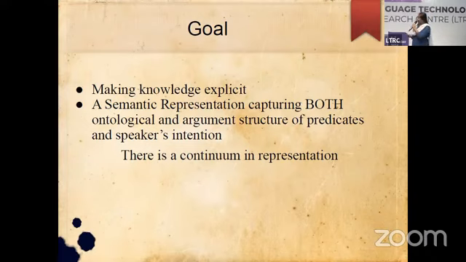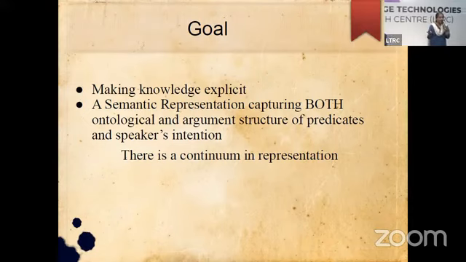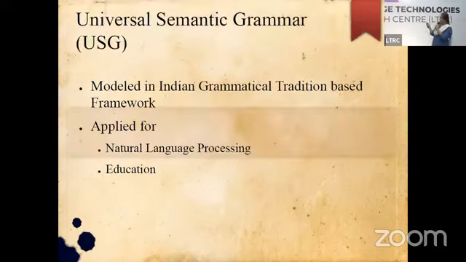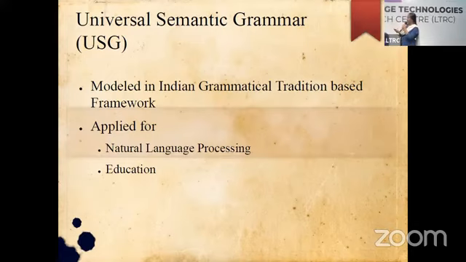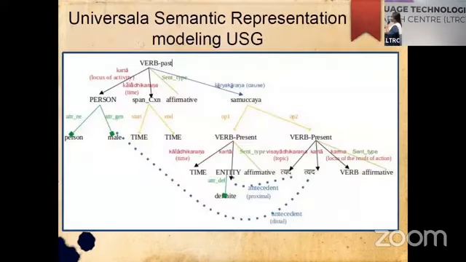And there is a continuum in representation. In the morning, we have been talking about this. Things are getting discrete. Now, discrete things will not communicate the whole. So what would be the nature of the representation? I will show you. And we are applying this representation for natural language processing as well as for education. So this is the universal semantic representation modeling the universal semantic grammar.